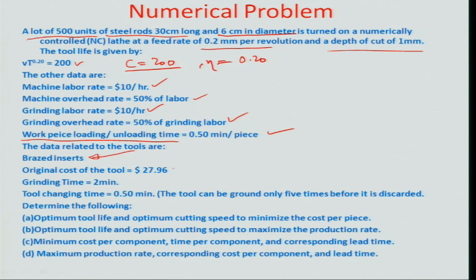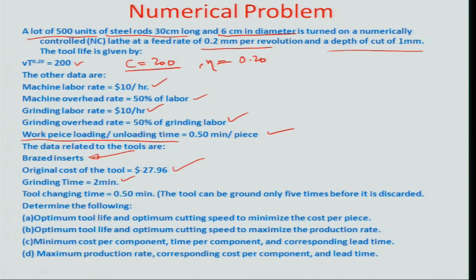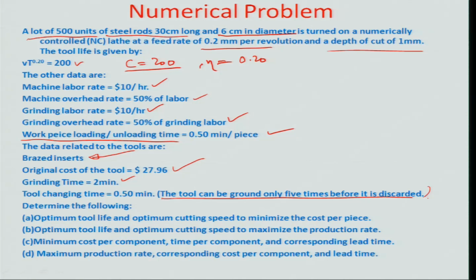The original cost of the tool comes out to be about $27.96, and the grinding time of 2 minutes is recorded per cutting edge, meaning thereby that before a complete tool replacement initiates, there are a few steps of multiple usage of tools with grinding the edge of the tool maybe 2 or 3 times. And it has further been mentioned that in this process the tool can only be ground 5 times before it is finally discarded. So the tool cost comes only at the end of the 5th cycle, after the tooling has been used on the machine, and the changing time of the tool is about 0.50 minutes.